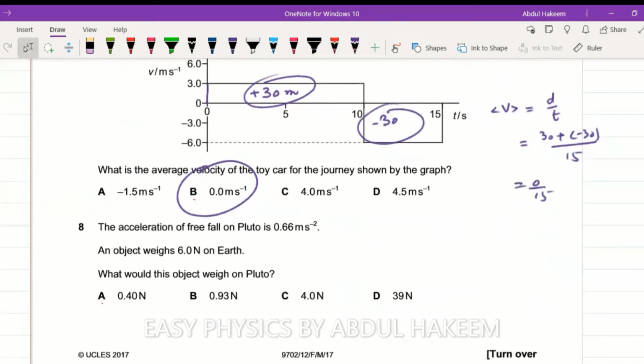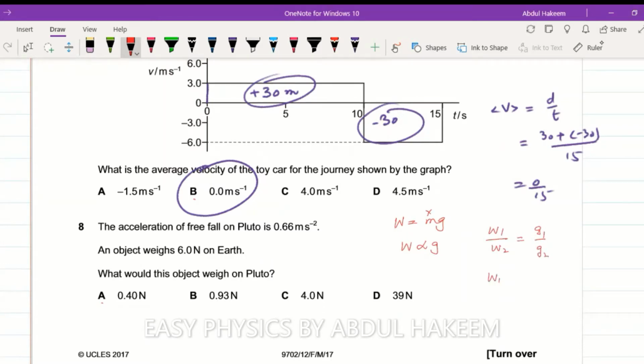And the next. Okay, in the next question, the acceleration of free fall on Pluto is 0.66 meters per second squared. The object weighs 6 newtons on the Earth. What would this object's weight be on Pluto? So weight W is equal to mg. m is constant, so we can write weight is directly proportional to g. So W1 divided by W2 is equal to g1 divided by g2.